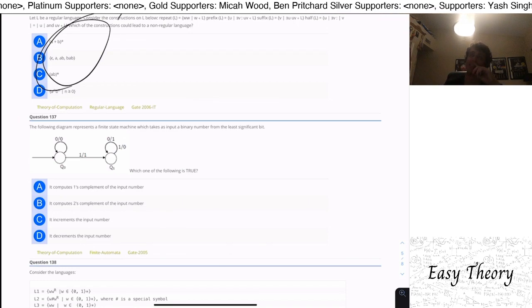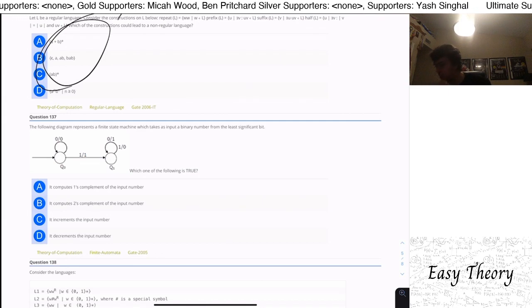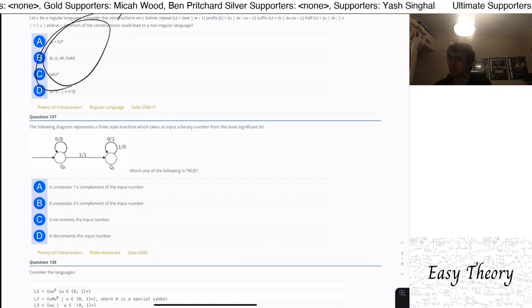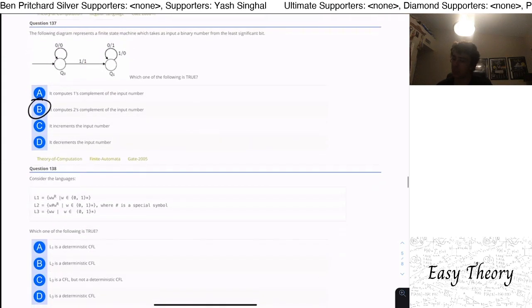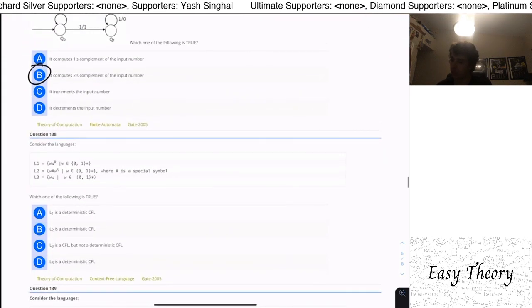What does it do? So it skips over the zeros. When it sees a 1, then it complements the bits. So it does 2's complement, because the 1 is first, and it complements all the other bits. Yeah, since 2's complement.